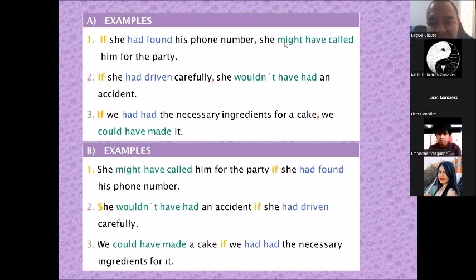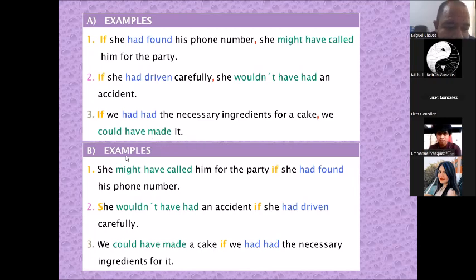Check that in these three examples, in the main clause, we have a different auxiliary. In the first one, we have might have, then the past participle. In the second, wouldn't have, then past participle. And in the third one, could have made it.